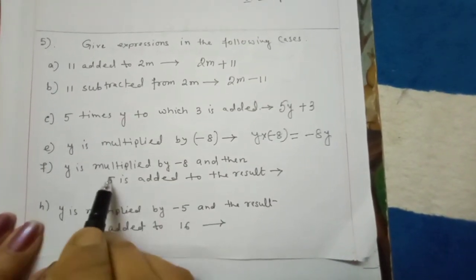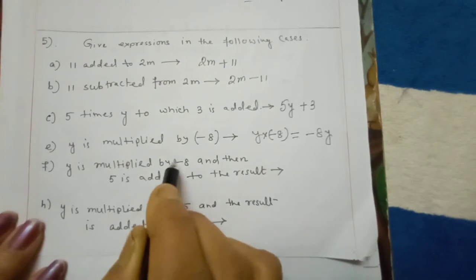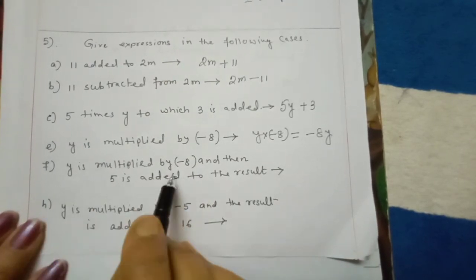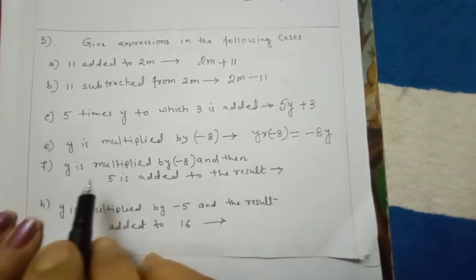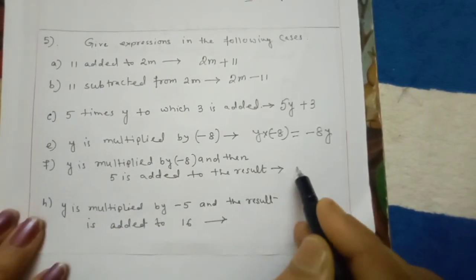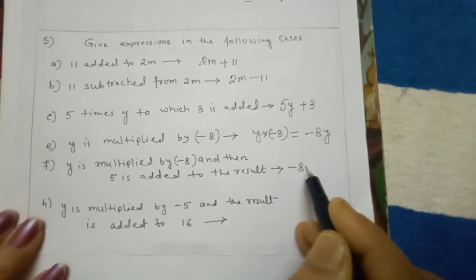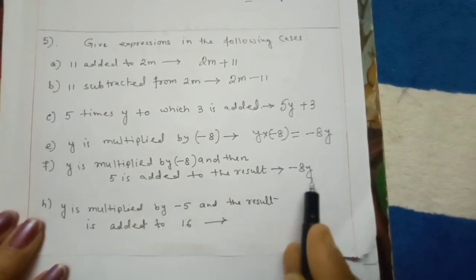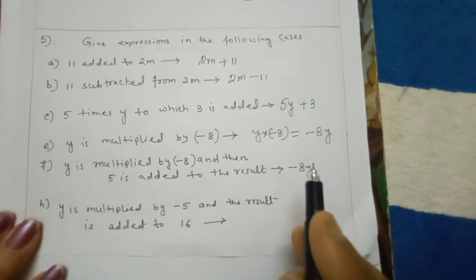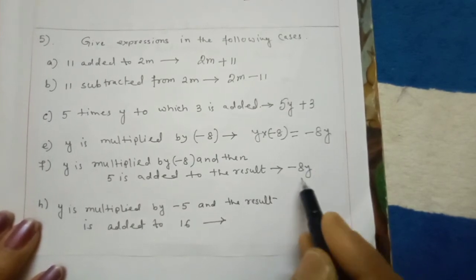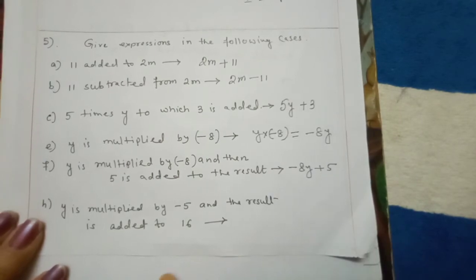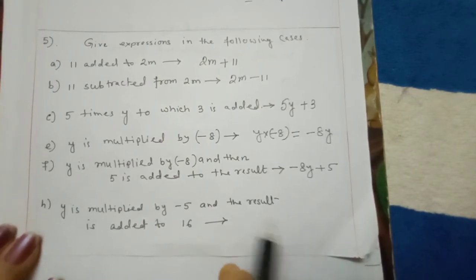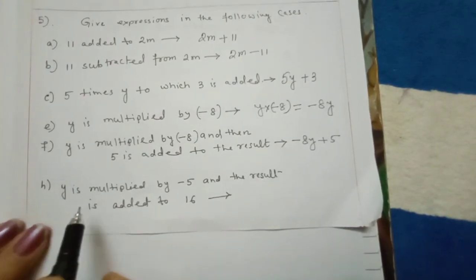Y is multiplied by minus 8 and then 5 is added to the result. First of all, y is multiplied with minus 8. That means minus 8y. Y is multiplied with minus 8 and then with this result 5 is to be added. Understood? Last question for today.